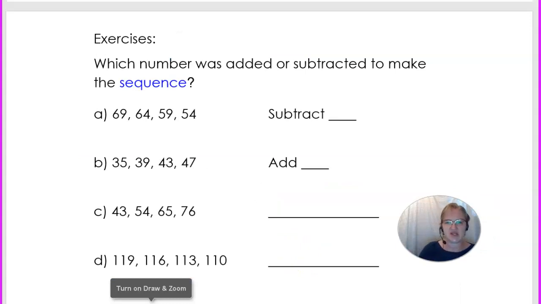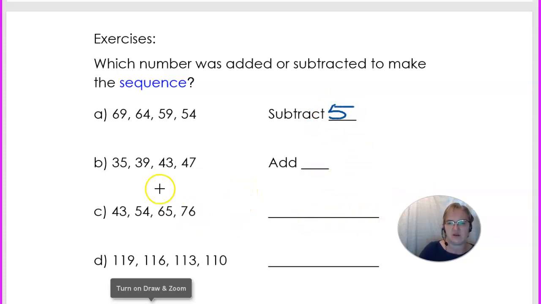So these exercises ask us to find the gap, or the number that was added or subtracted to make the sequence. So if our first sequence is 69, 64, 59, 54, we know we're subtracting. What would the gap be? What number would go up in here to go from 69 to 64? It's a decreasing sequence, we're subtracting, and the answer is 5.